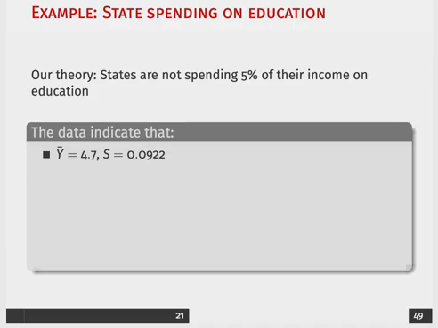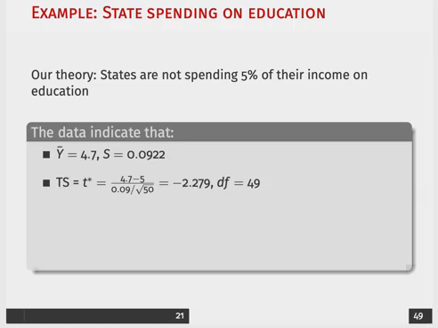So if we're interested in whether states are not spending a given amount, in this case 5%, and we know that we observe state spending 4.7 with a standard error of 0.0922, we can calculate our test statistic as, and I'll give you a second to think about it, 4.7 minus what our expectation is, so mu naught is 5%, over our standard error, which equals negative 2.279 as our test statistic.